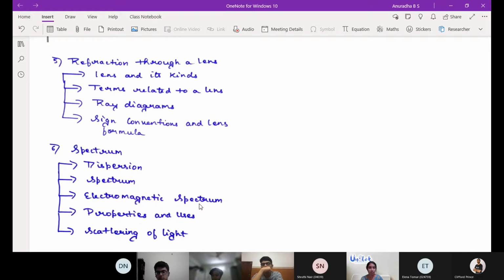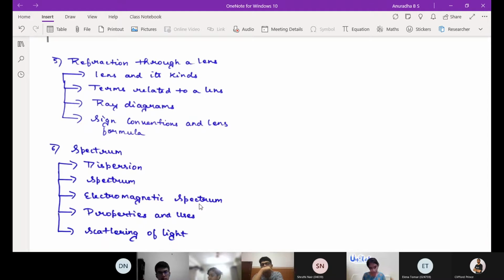Again, what about sign conventions? You had sign conventions there also, right? Whatever is there on the left side of your mirror was taken to be negative, and this was taken as positive, and you had learned about sign conventions, right? In your ninth, you had learned about sign conventions. So those things are important.